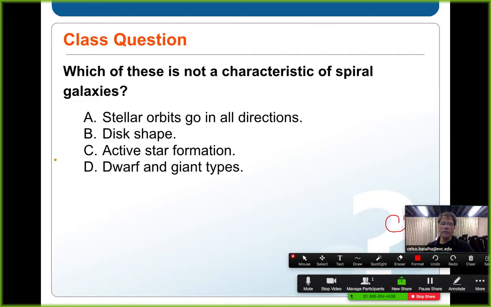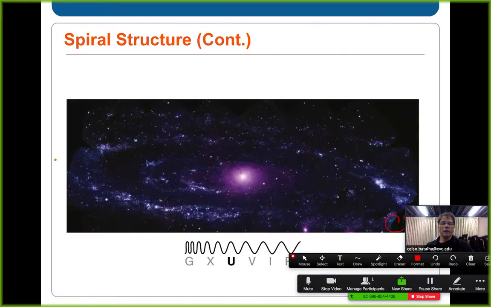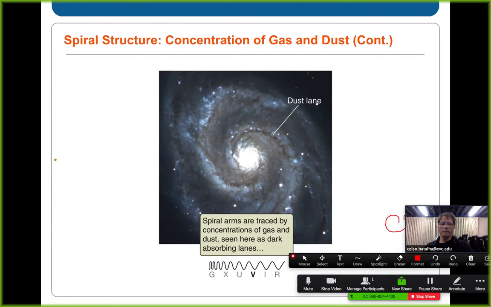So let's keep reading. Disk shape, this is true for a spiral galaxy. Active star formation is true for spiral galaxies. And dwarf and giant types, that's absolutely not true. They are always big. So I would say D is the answer, although you should be aware that answer A could be true if you look at the bulge. In the bulge itself, the stars go in all possible directions.